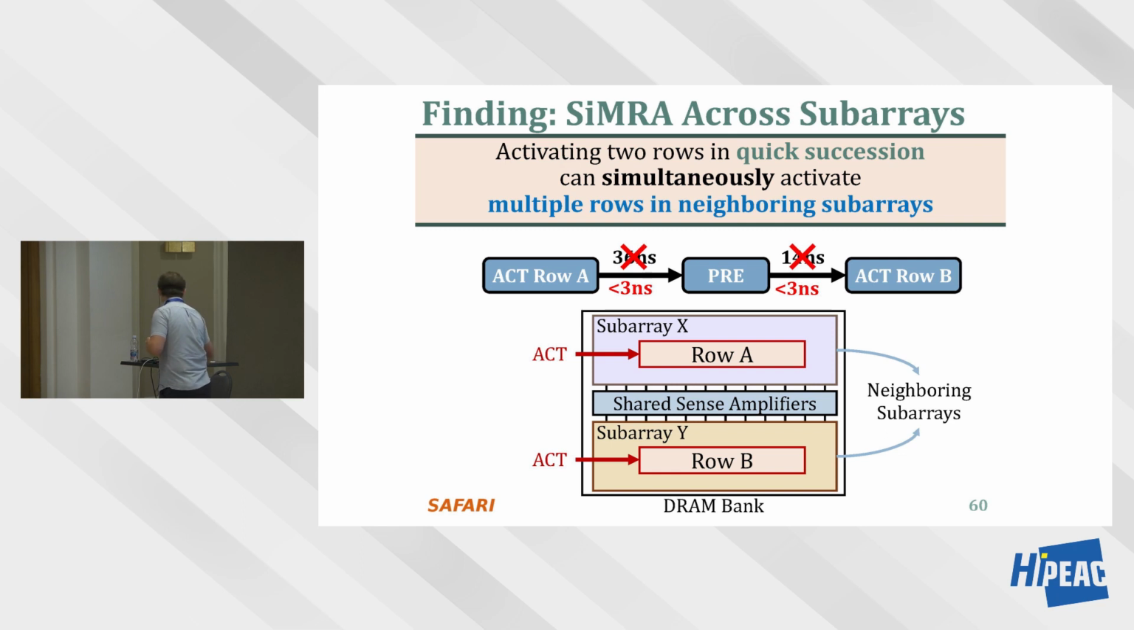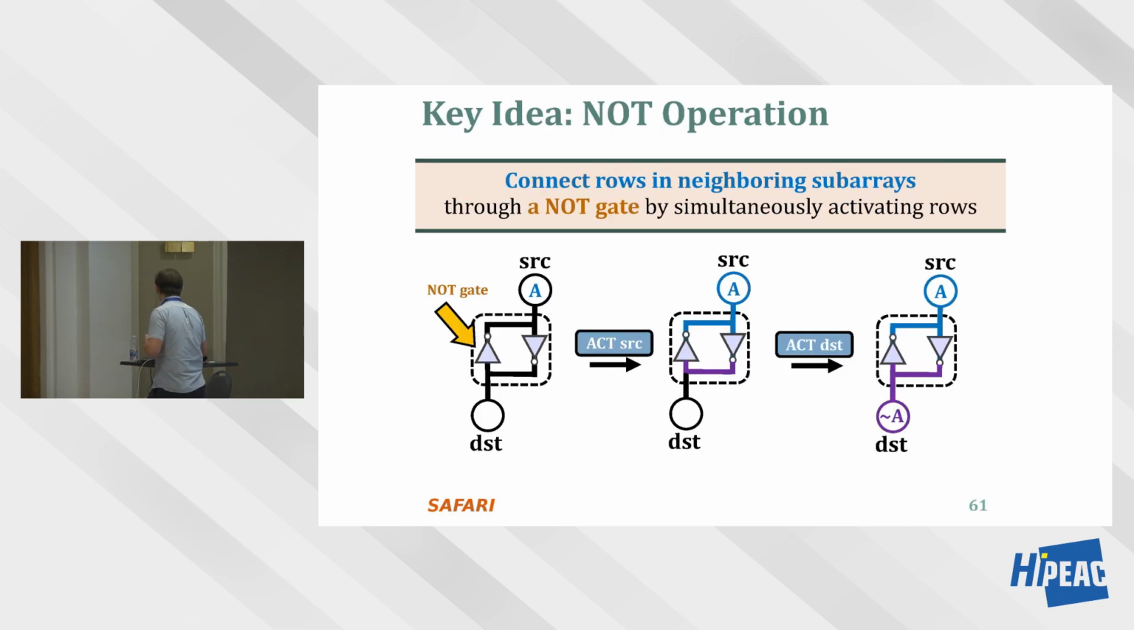Now let's take a look at those shared sense amplifiers. As I said, I'm going to go to the lower level. How do you get the NOT operation? Essentially, this is the source row in subarray X at the top. This is our destination row. And this is a NOT gate clearly. So you should be able to get the NOT of a source into the destination. Basically, the idea is to connect rows in neighboring subarrays through a NOT gate by simultaneously activating these two rows. So you violate the timing parameter.